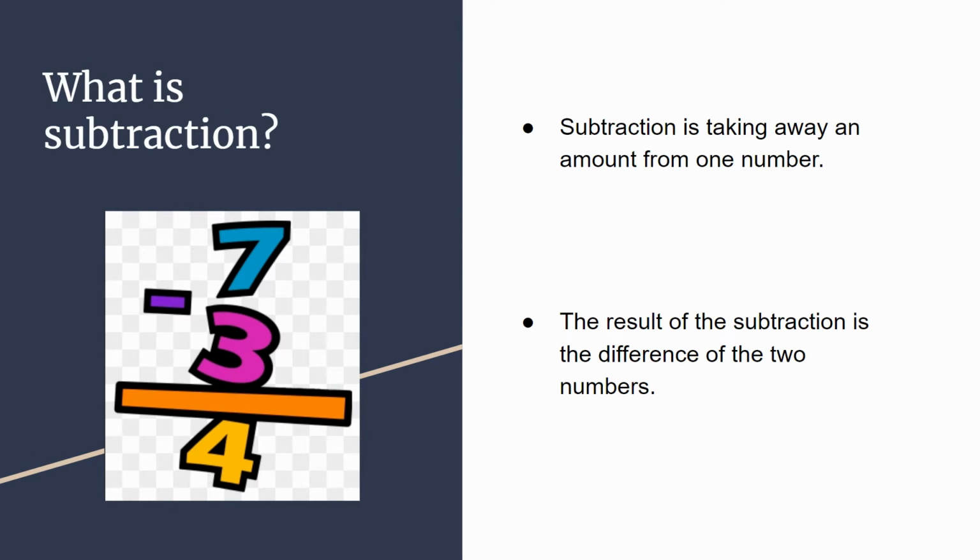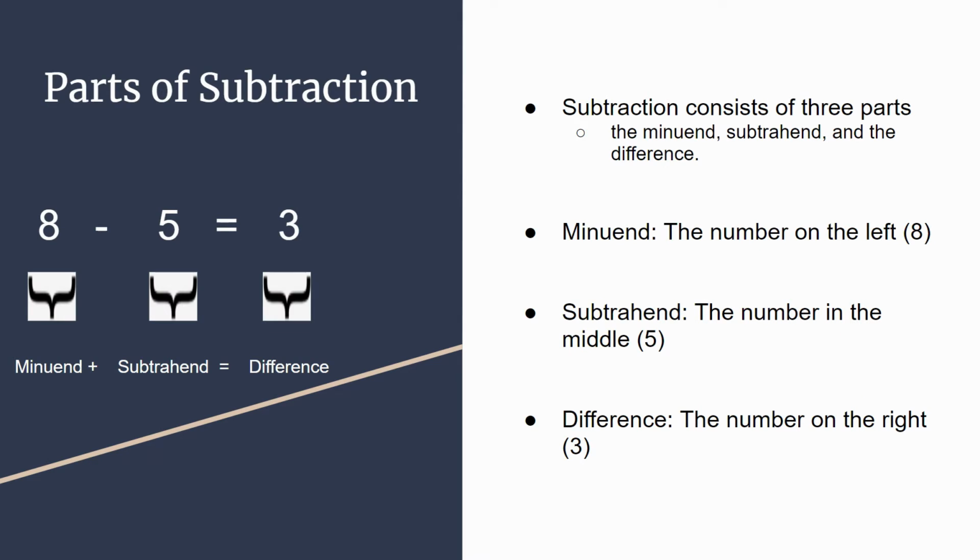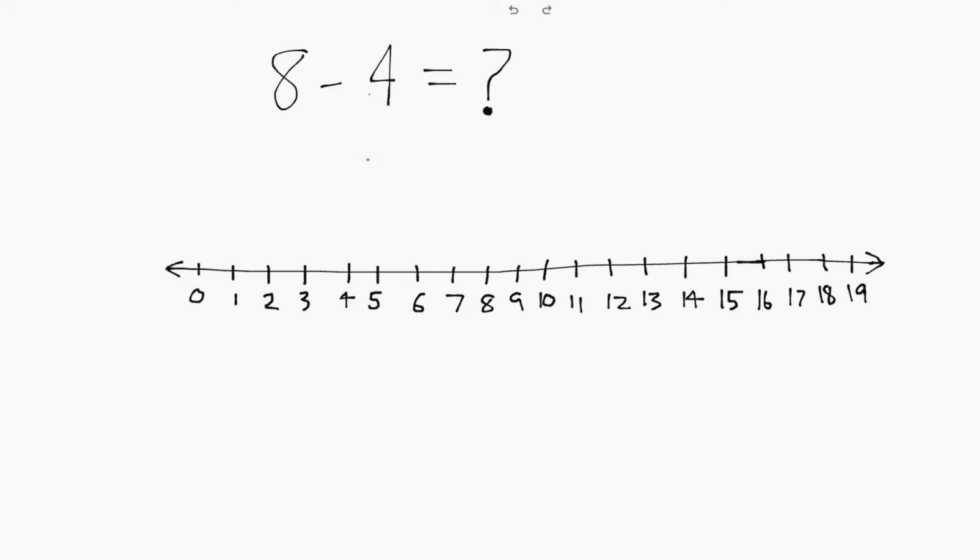What is subtraction? Subtraction is taking away an amount from one number. The result of subtraction is a difference of the two numbers. Subtraction consists of three parts, the minuend, subtrahend, and the difference. The number the farthest to the left, which is 8, is the minuend, and the number in the middle, which is 5, is the subtrahend. Finally, the number on the furthest to the right is the difference, which is 3.